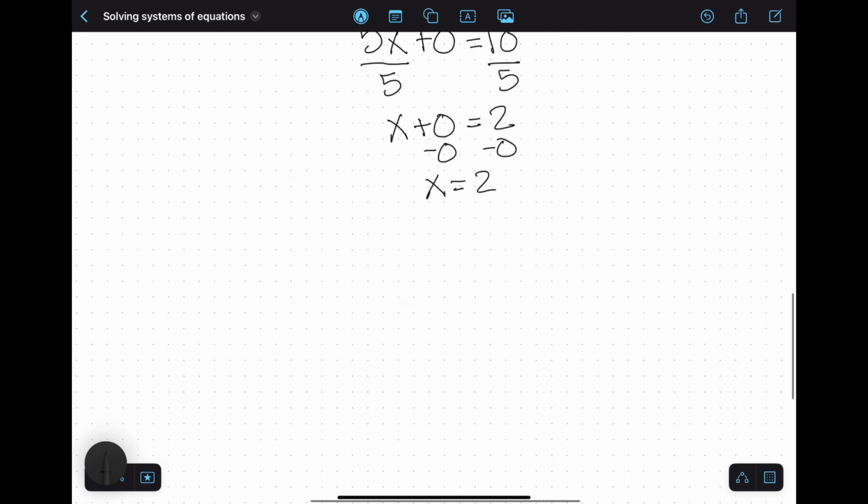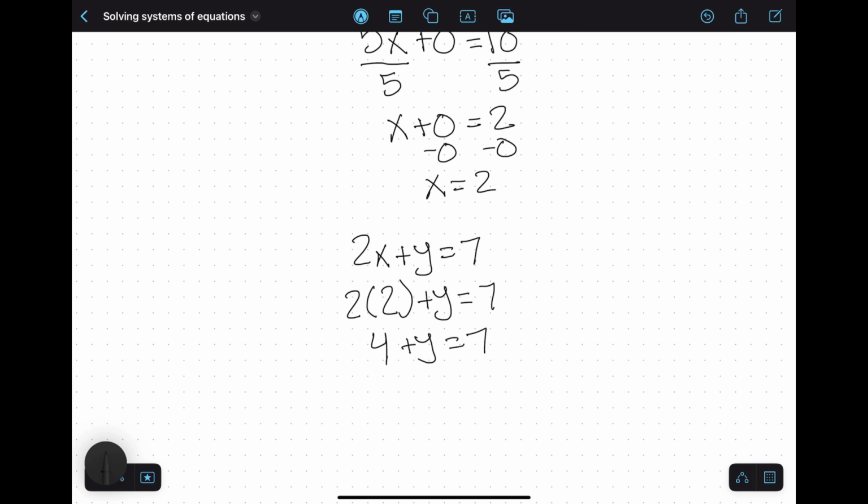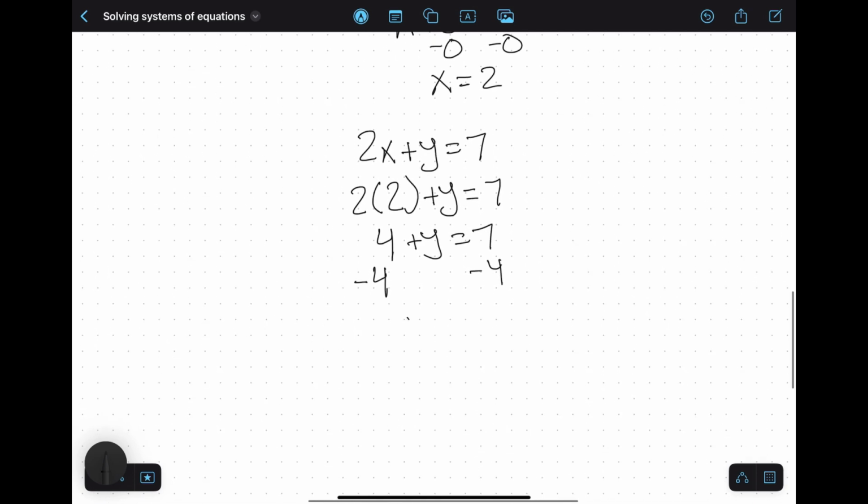Now, our next step is to plug x equals 2 into one of the original equations. So if we have the equation 2x plus y is equal to 7, we will substitute 2 for x. Plus y is equal to 7. 2 times 2 is 4 plus y is equal to 7. And to isolate y by itself, we must subtract the 4 on both sides, which will leave us with y is equal to 3.